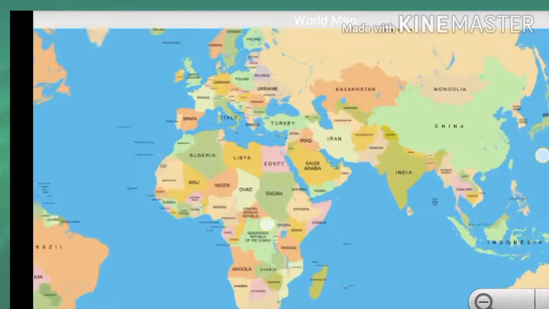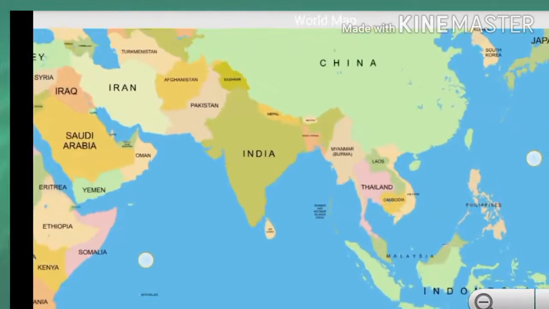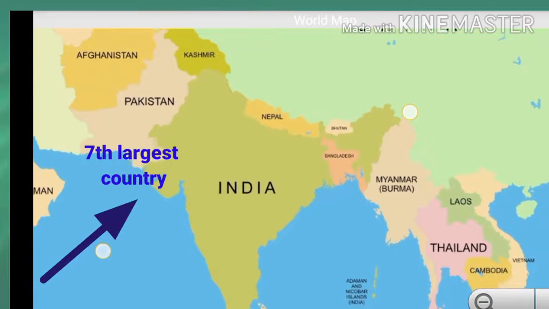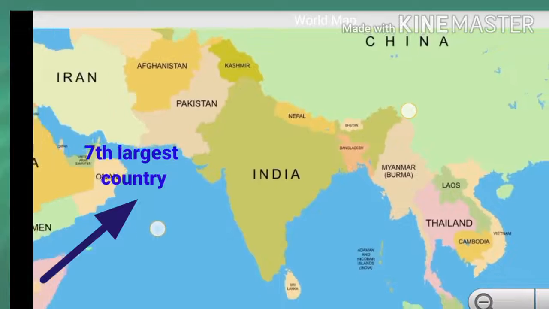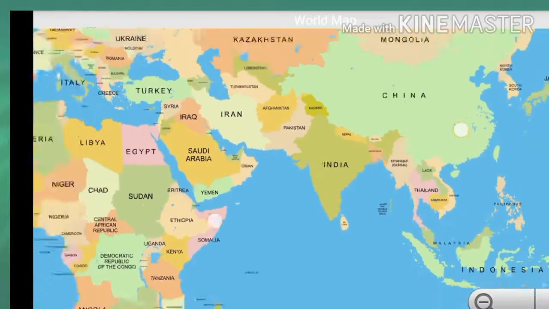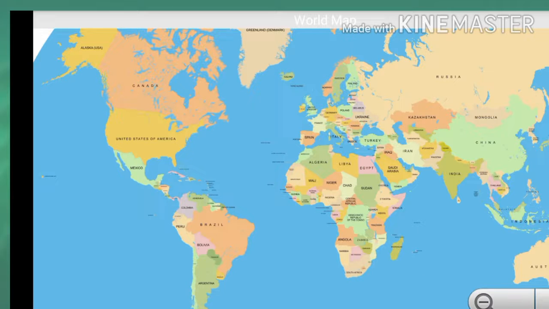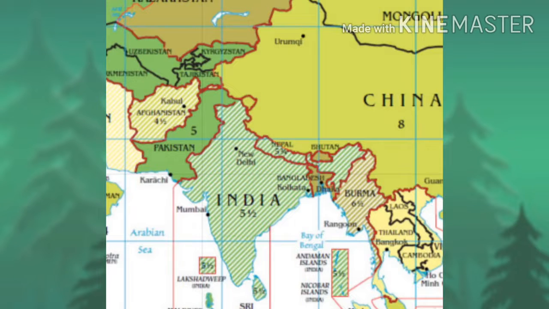As we know, India is the seventh largest country of the world, after Russia, Canada, USA, China, Brazil, and Australia.